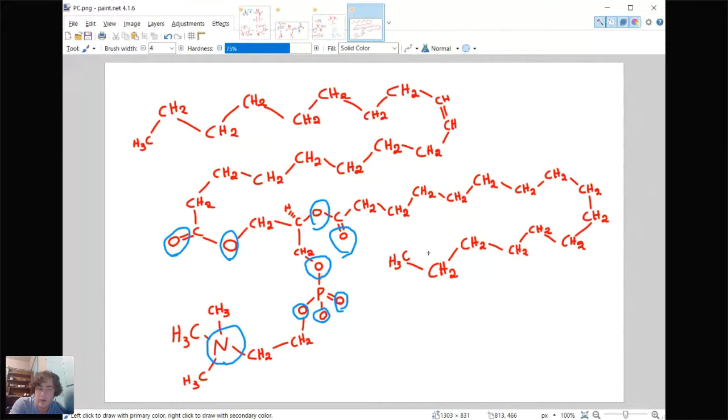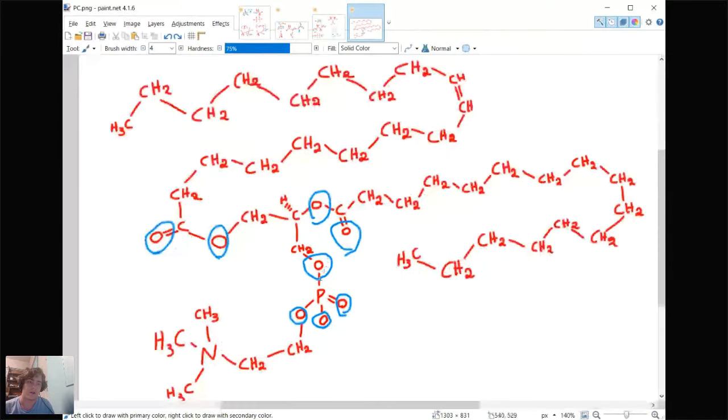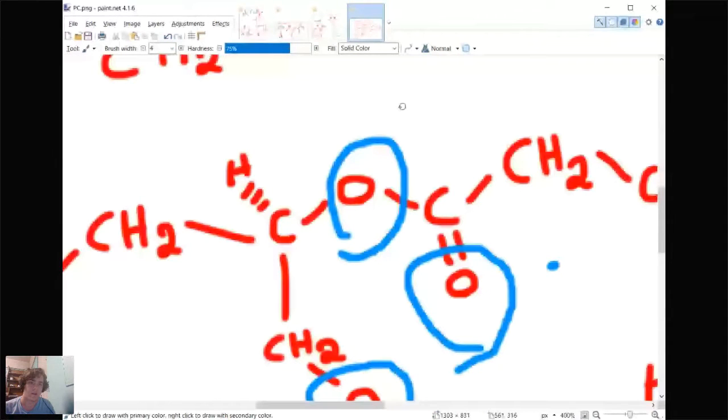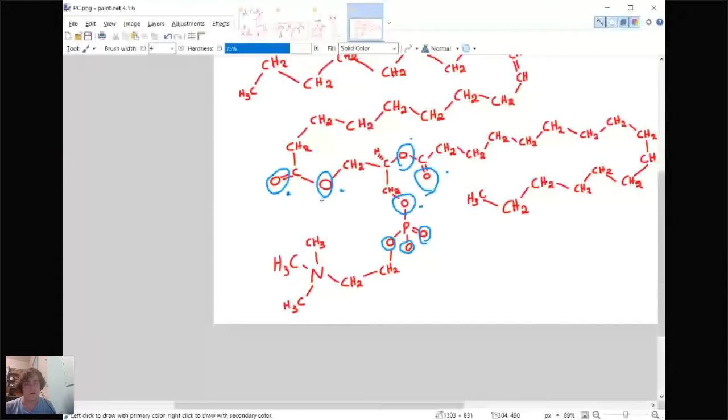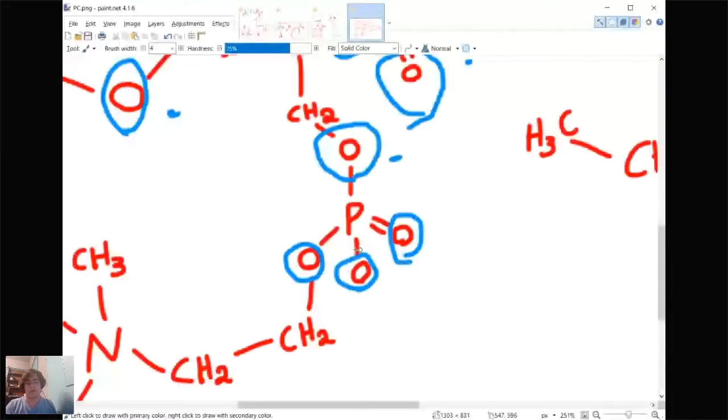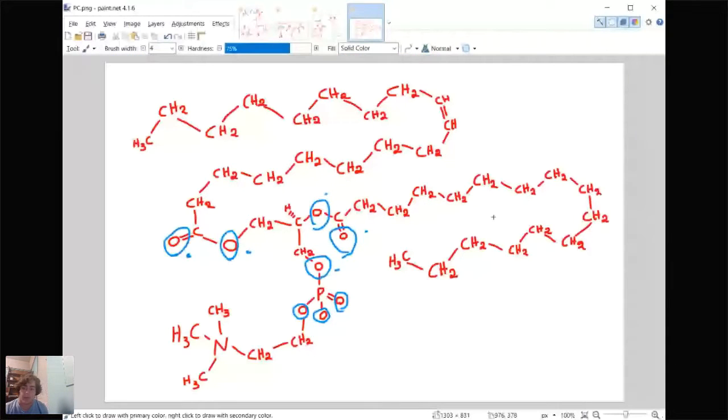But this is polar because those nitrogen-chlorine bonds are polar in the bottom left. Actually, no, this one does not contribute to the polarity, but definitely this, this, this, and this all contribute to the polarity of the molecule. This may, I'm not sure, because I don't know the geometry around that phosphorus. So there's dipole-dipole attractions in this molecule, but there are not hydrogen bonds. Does that make sense?